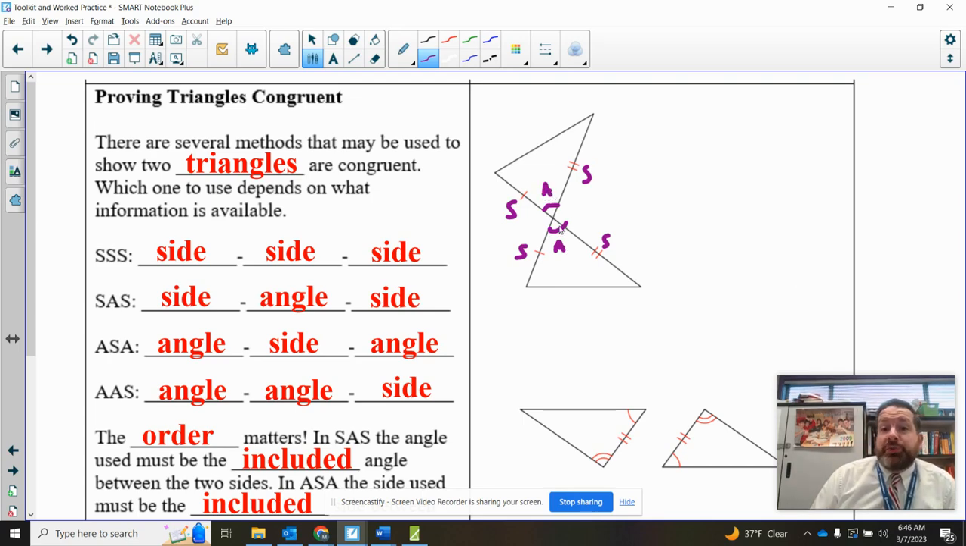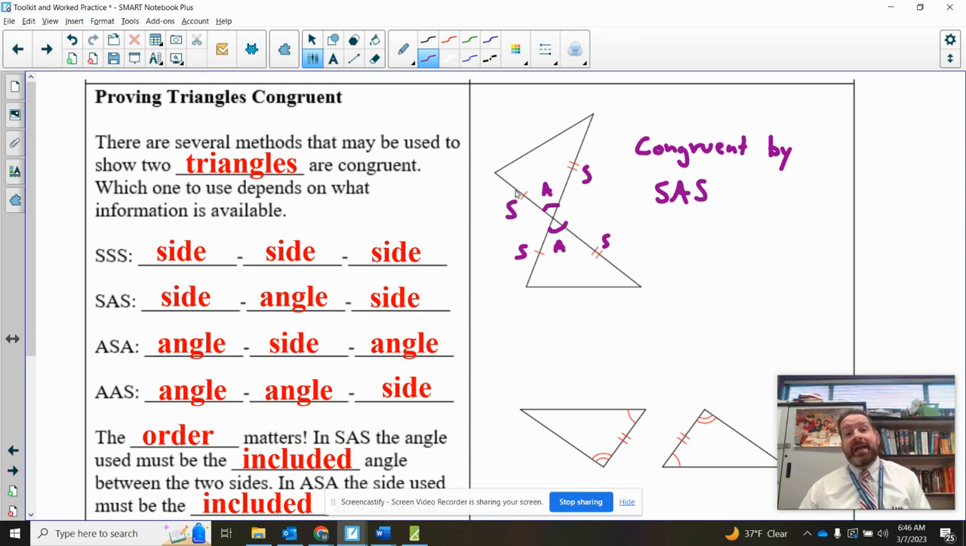So are these two triangles congruent? We need to see what we have. I go from a side to an angle to a side. That's SAS. That's one of the methods that we use. So yes, these triangles are congruent by SAS. It's a side, then an angle, then a side in that order.